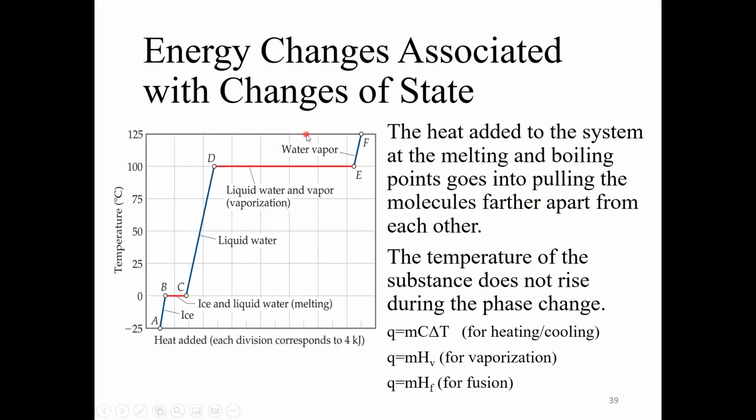And we can also look at these phase changes with what are known as heating curves. So in this case, we're looking at an entire heating curve. And this is going to be for water, so that's why these lines are going to be at 0 and 100.